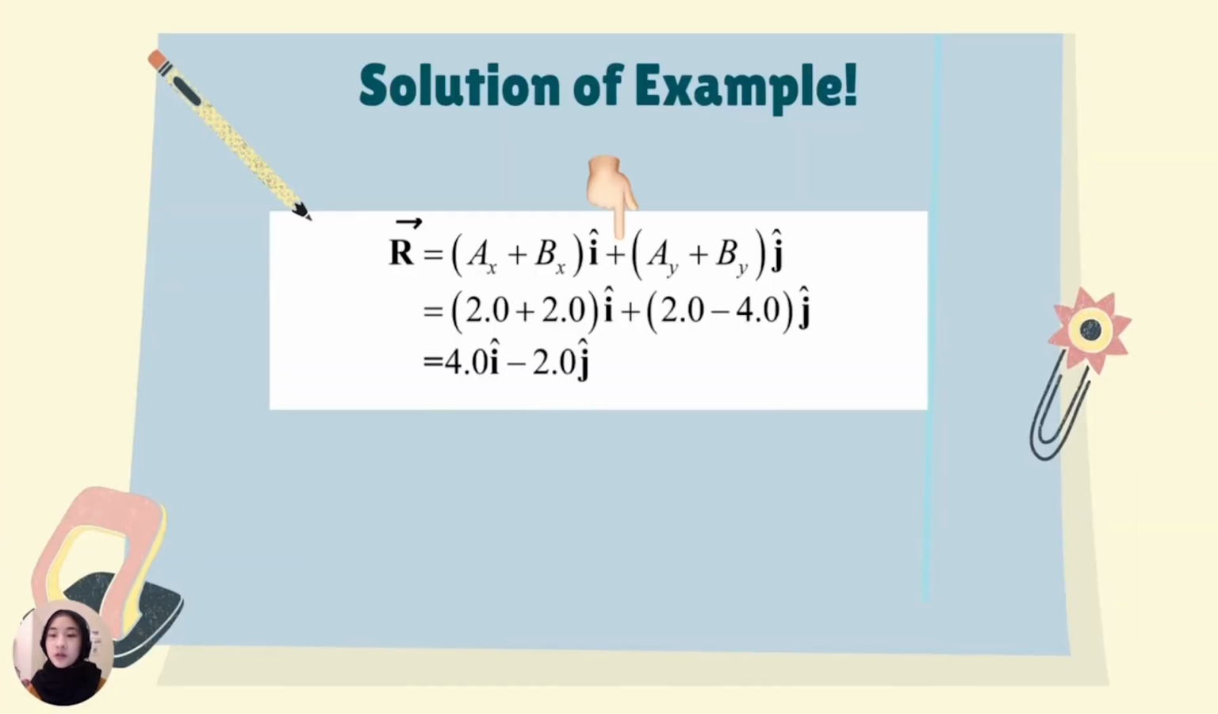You just have to add all the x components together and y components together. Therefore, 2 plus 2 for the x component and 2 minus 4 for the y component. So the answer you will get for the vector r is positive 4 x component and -2 y component.